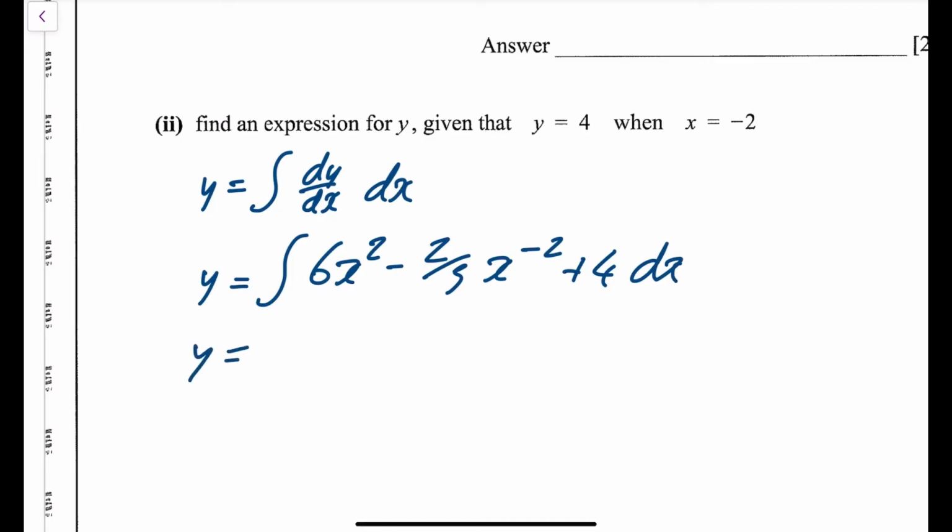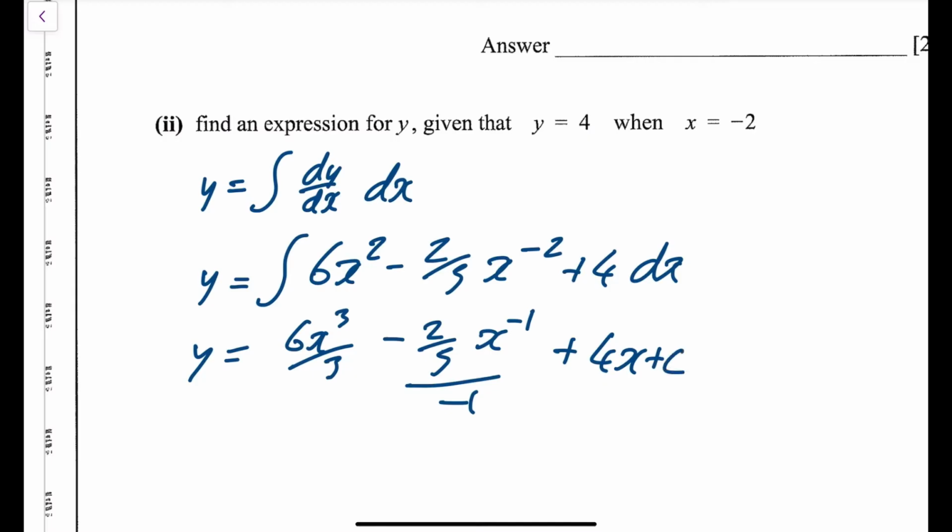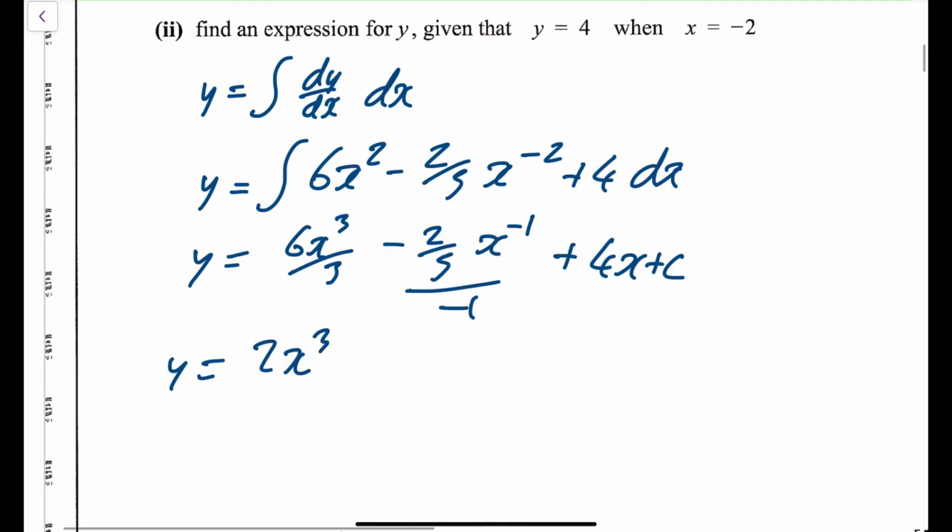If you integrate it, and I'll show all my steps here, you get 6x cubed over 3, raise the power by 1, divide by the new power, minus 2 over 5, raise the power by 1, divide by the new power, and then plus 4x plus c. Let's tidy that up. That's 2x cubed, plus 2 over 5x, then plus 4x, and plus c.